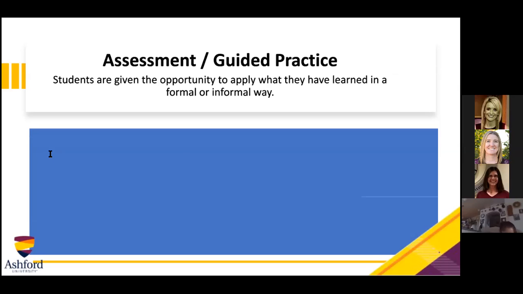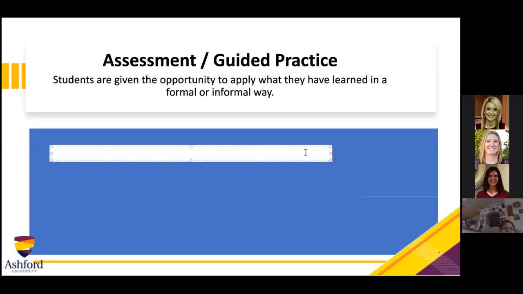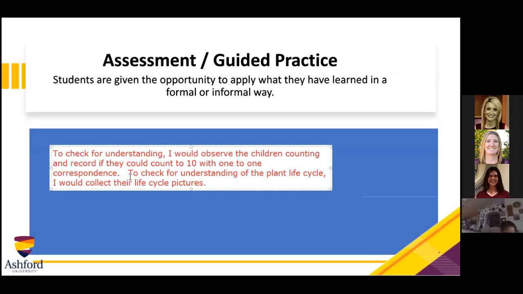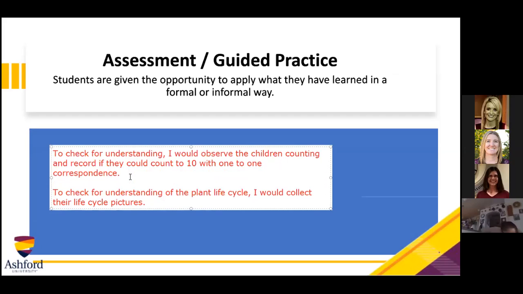And remember, again, you want your assessment to be aligned to your objective. So in this particular lesson, we have two different objectives. We have one objective about the counting element, and then we have another objective about understanding the plant life cycle. So we want to make sure that we think about how are we going to assess, how are we going to check for understanding for both of those objectives.